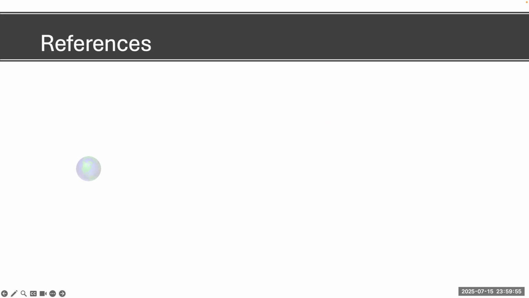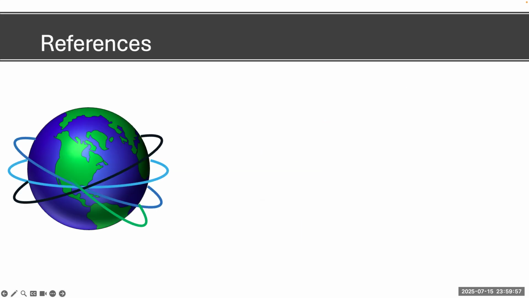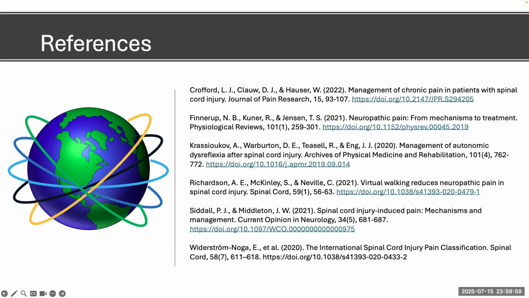These references are essential for providing a comprehensive, evidence-based overview of the management and treatment of pain in patients with spinal cord injuries, SCI. Spinal cord injuries can result in complex and chronic pain conditions, which significantly impact the quality of life and daily functioning of affected individuals. Each of these studies offers valuable insights into different aspects of pain management for SCI patients. Together, these references underscore the importance of multidisciplinary approaches and ongoing research to improve outcomes for SCI patients.